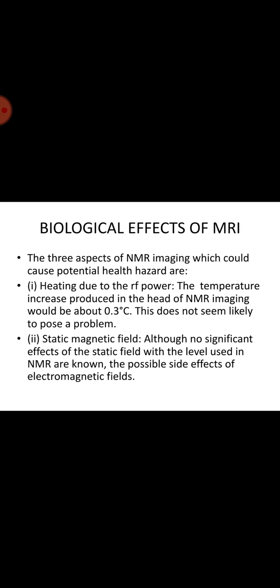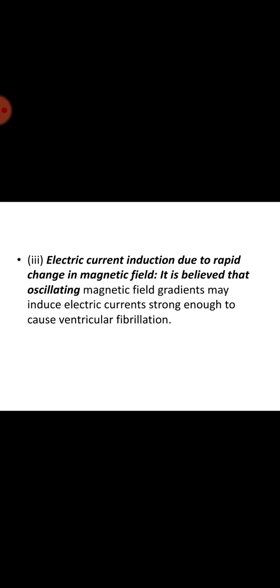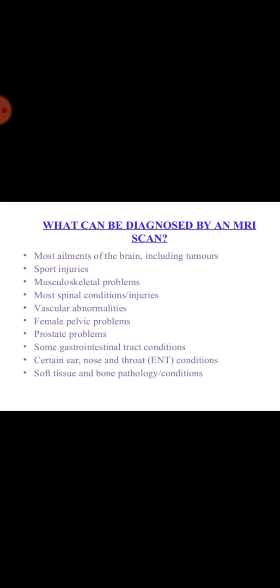Second, although no significant effects of the static field at the level used in NMR are known, there are possible side effects of electromagnetic fields. The next one is electric current induction due to rapid change in magnetic field. That is, it is believed that oscillating magnetic field gradients may induce electric current strong enough to cause ventricular fibrillation. So these are the biological effects.